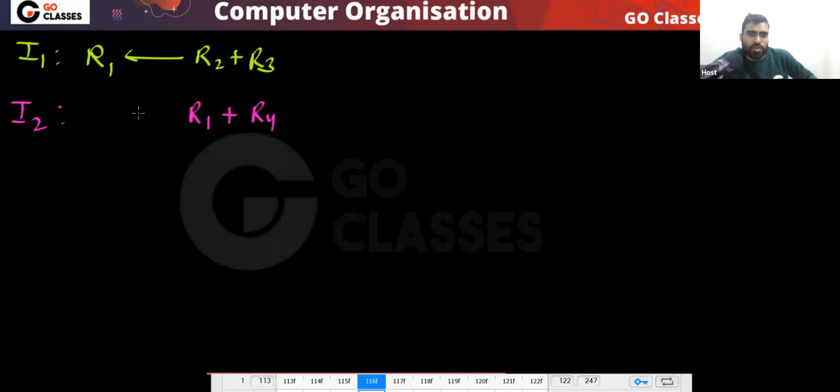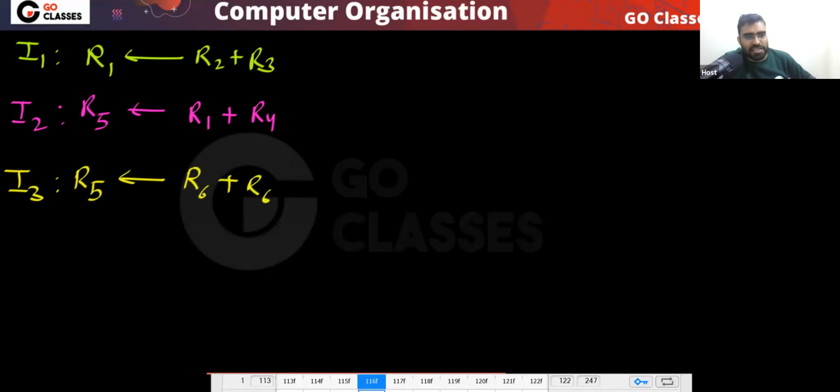If your instruction I1 is like this: you are writing R1, with something like R2 plus R3. Just understand this very simple concept. First focus on this case, and after that I will tell you more, don't worry. Now in I2, let's assume you are reading R1 and then doing something with R5. In I3, let's assume you are writing into R1, R6 plus R7.